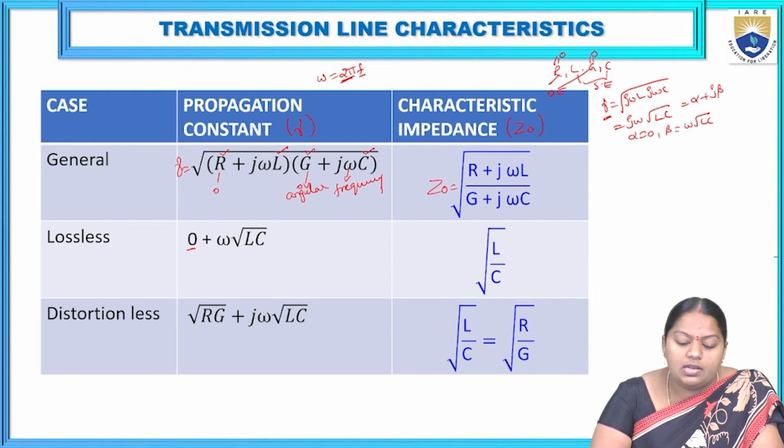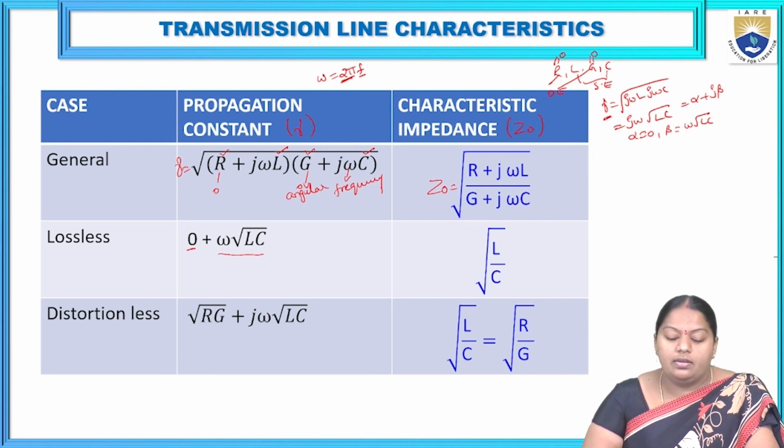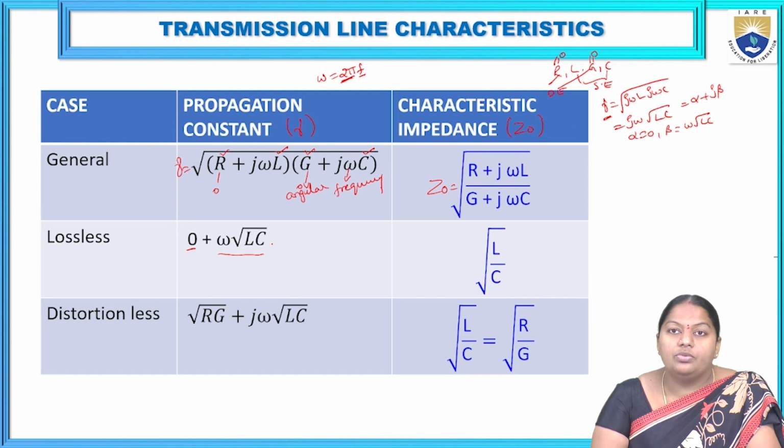Okay. So for a lossless transmission line, the propagation constant constitutes only phase, meaning imaginary. That is, attenuation constant alpha equal to 0 means there is no reduction in the amplitude, meaning there is no loss in the signal, hence it is said to be a lossless transmission line. It consists of only the imaginary part, and that is represented with phase constant as beta, that is beta equal to omega root over LC.